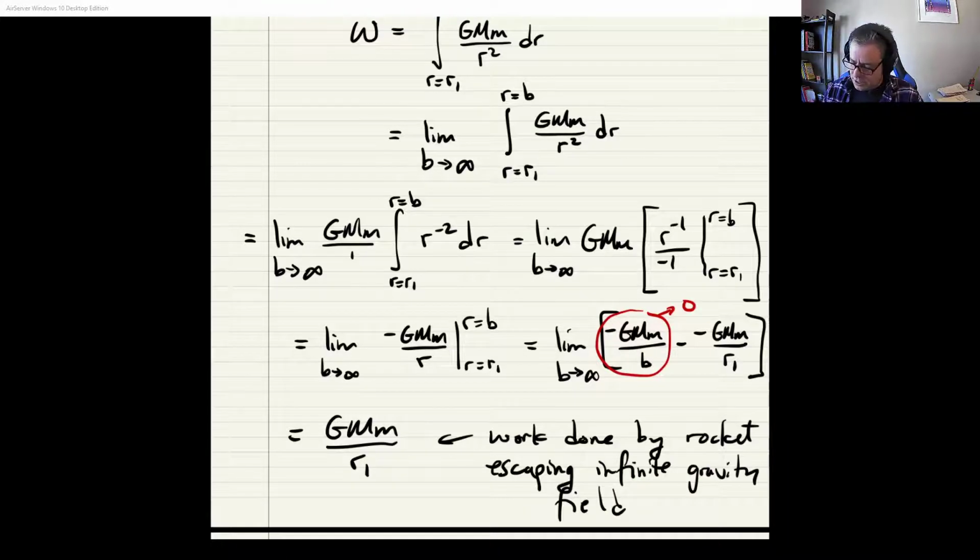So that's the work done by the rocket escaping this infinite gravity field. Of course, this is a theoretical result. You don't necessarily have to go to infinity to effectively escape the gravity of some primary body. In real life, once you go far enough from the Earth, the gravity field of the Sun will dominate, perhaps, or maybe it's the Moon, or maybe Mars, depending on the position. Right?